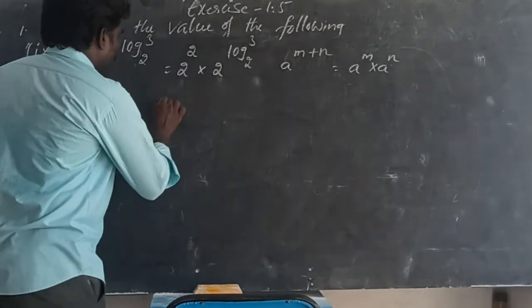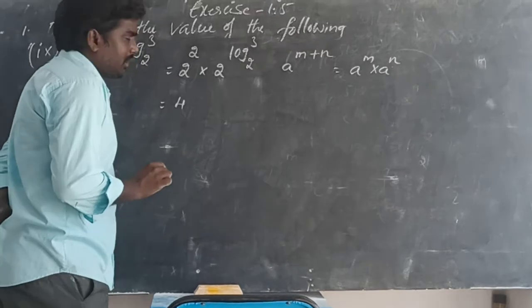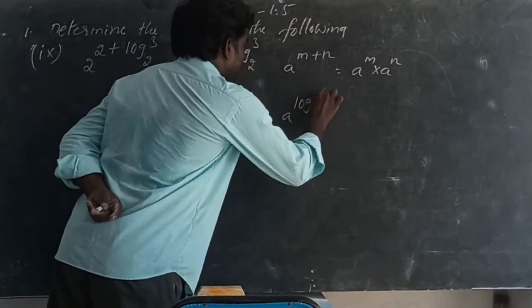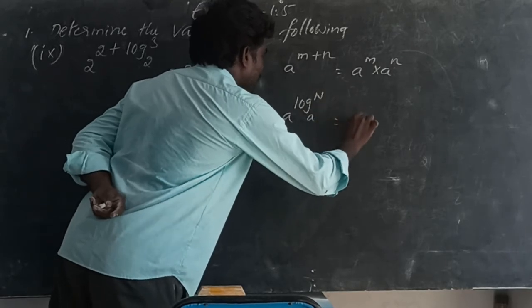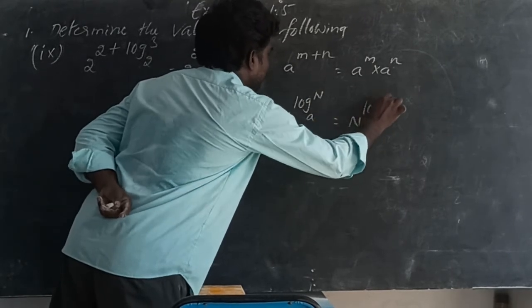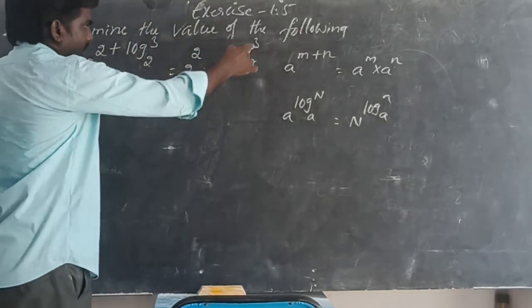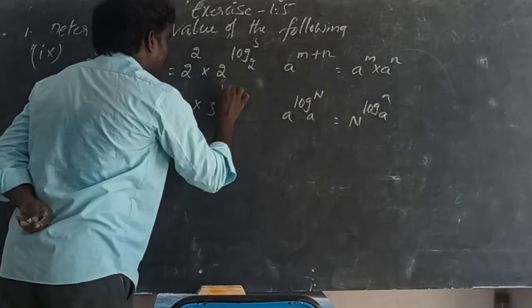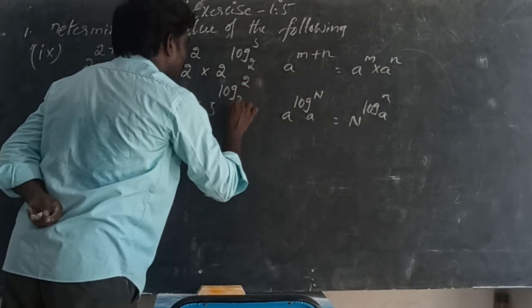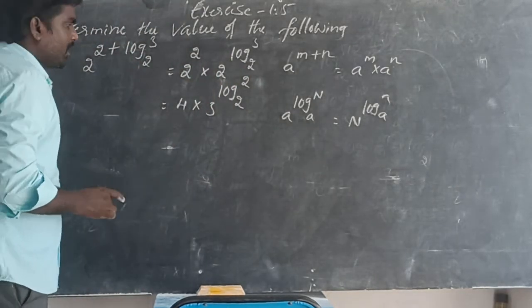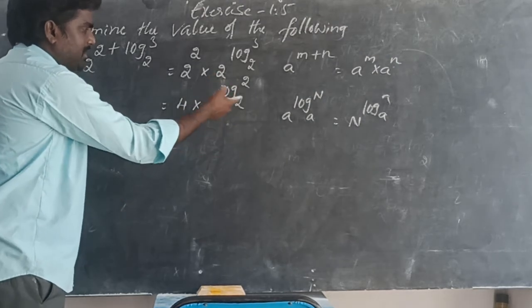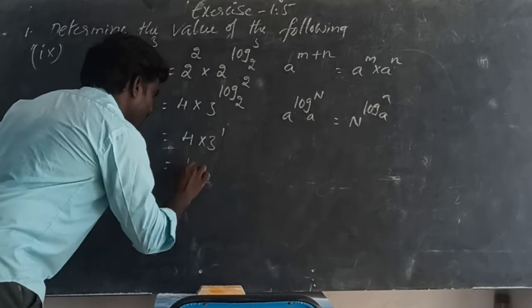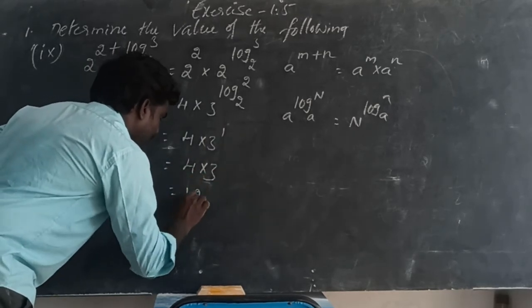Okay, 2 square, how much? 4. Here we can use the formula a power log n base a is equal to n to the power of log a base a. Same here, we can use that formula, that is 4 into 3 power log 2 base 2. Okay, log of any number with the same base, its value is 1. That is 4 into 3 power 1. So 4 into 3, 4 threes are 12.